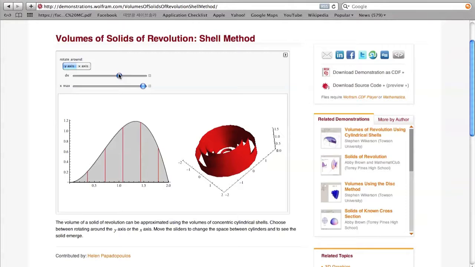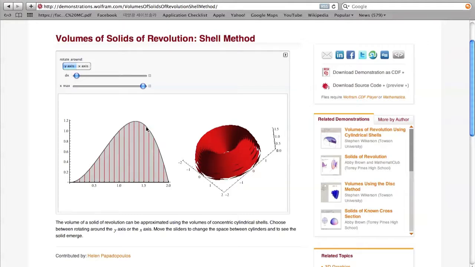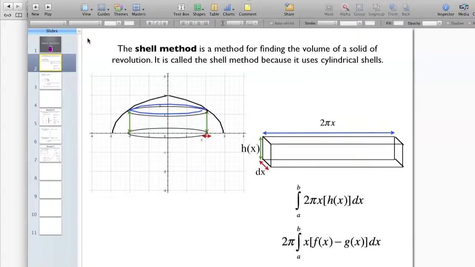So each of these red lines represents the height of one of these cylindrical shells. So, as the number of shells approaches infinity, we approach the volume of the solid. So basically what we're doing here is finding the volume of each cylindrical shell and getting the summation, which allows us to find the total volume of the solid. So the shell method is used to find the volume of a solid of revolution. It is called the shell method because it uses cylindrical shells.